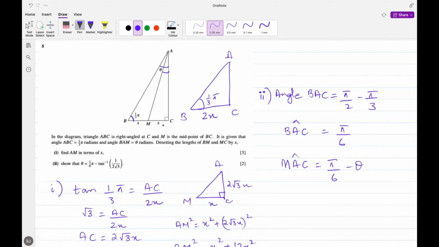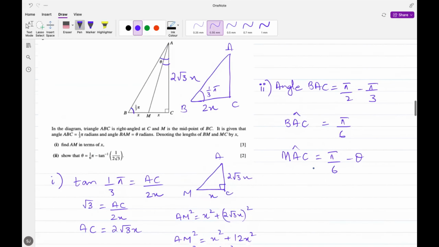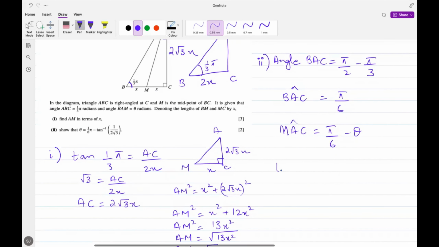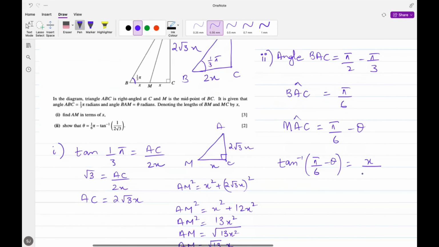We already have the length of MC, which is x, and the length of AC we found in the last part, which was 2 root 3 x. So now applying tan again, as this angle MAC is pi upon 6 minus theta, we can say that tan of (pi upon 6 minus theta) will be equal to opposite, which is MC, x, and adjacent, which is the length of AC, which is 2 root 3 x. x and x will cancel.